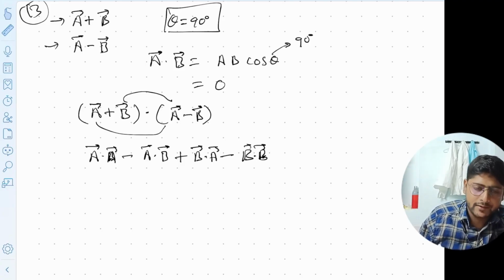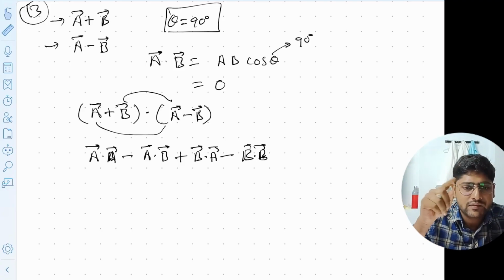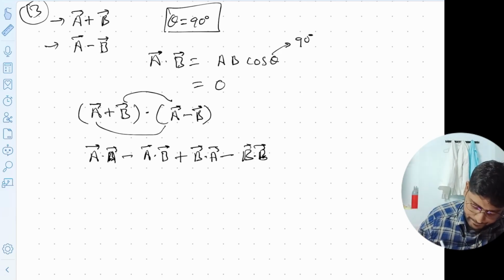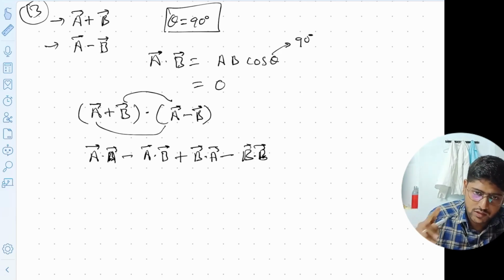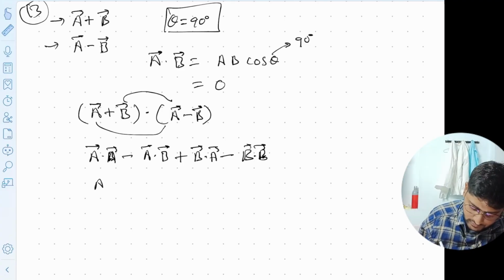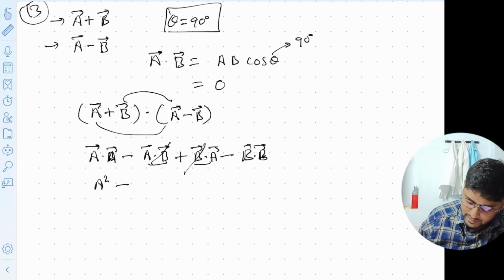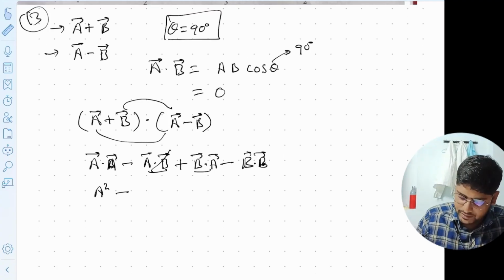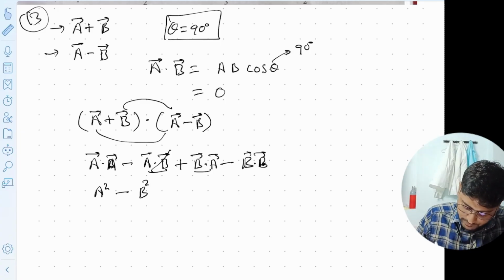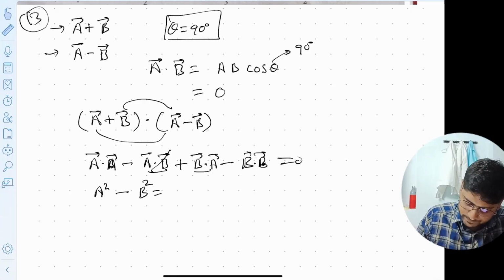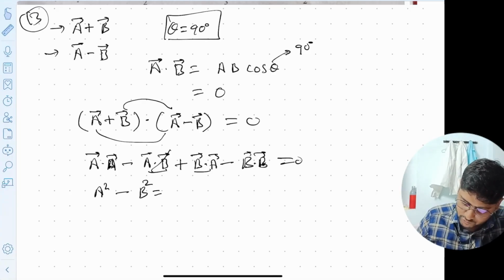So a dot a, cos of the angle between vector a and a is cos 0, so a dot a equals a square. A square minus a dot b and b dot a: both values will be the same, one is minus, one is positive, so they will become 0. After that, minus is there. Same way b dot b will give b square. And the dot product should be equal to 0.